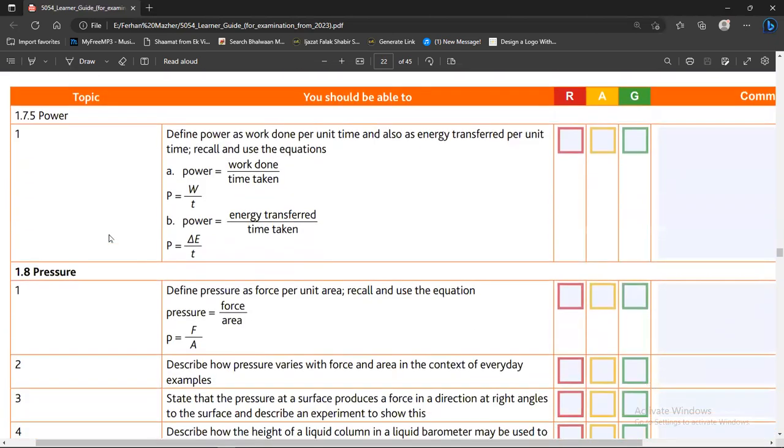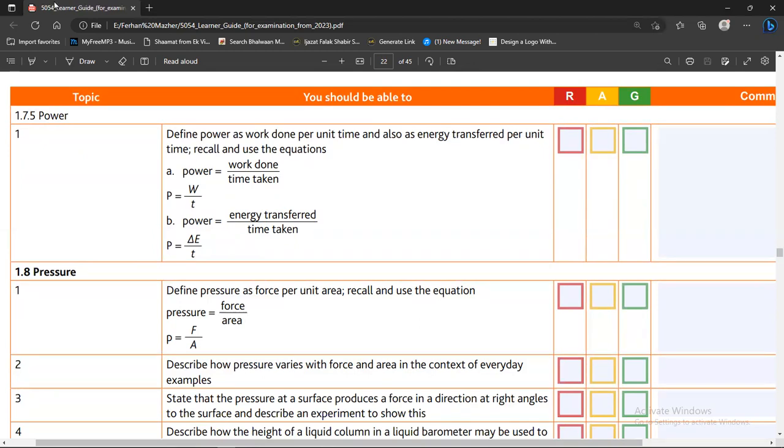Okay, then the next topic is power. You should be able to define power as work done per unit time and also as energy transferred per unit time. Recall and use the equation: power is equal to work done divided by the time taken. P = W/t. Another formula is power is equal to energy transferred divided by the time taken, or you can say P = ΔE/t.